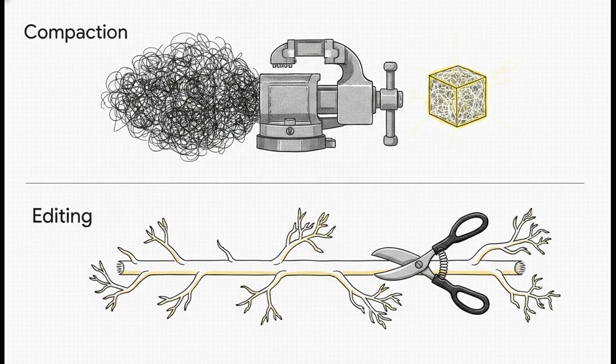Technique 2 is context editing. So instead of summarizing, you actively prune. You drop stale tool results and old thinking blocks that aren't useful anymore. This is often way cheaper than compaction because you're just surgically stripping away what's irrelevant.